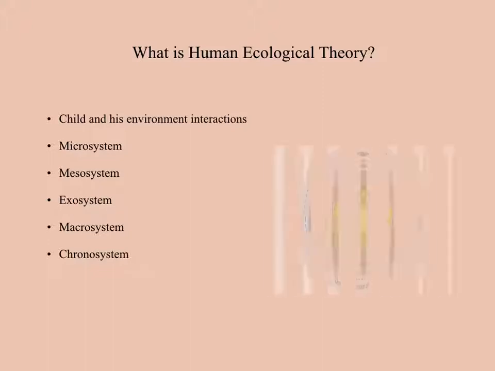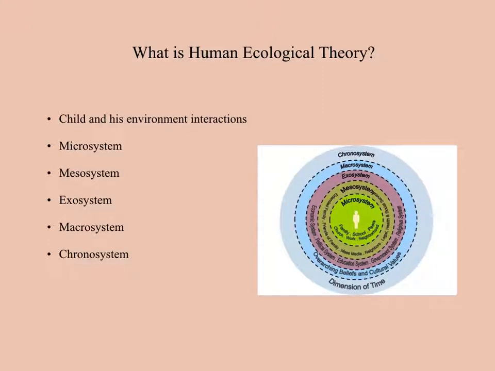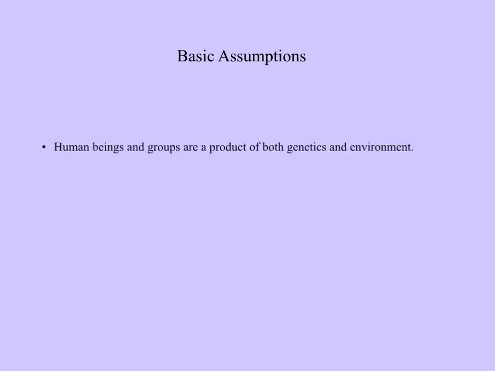Okay, and then this is a little picture that just shows you all the systems. And then we've got basic assumptions. So the first one is human beings and groups are a product of both genetics and environment. So this is talking about the importance of nature versus nurture. The environment the child lives in can either hinder or help the child's future.